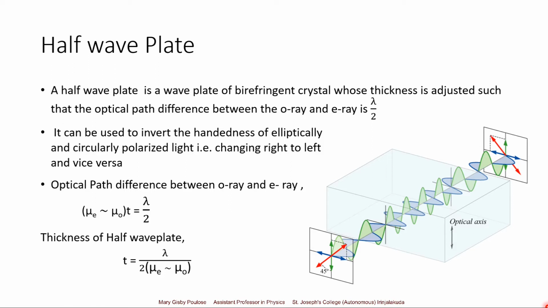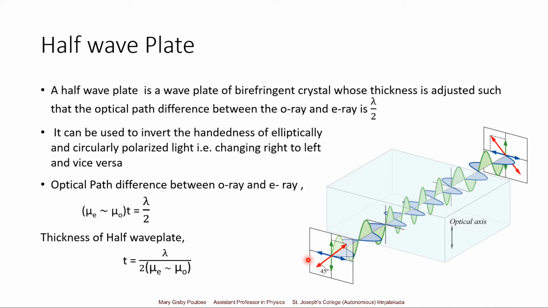The optical path difference between the O ray and the E ray will be lambda by 2. So, in order to design a half-wave plate for light of a particular wavelength lambda, we just need to calculate its thickness using this relation: lambda by 2 into (mu E minus mu O).